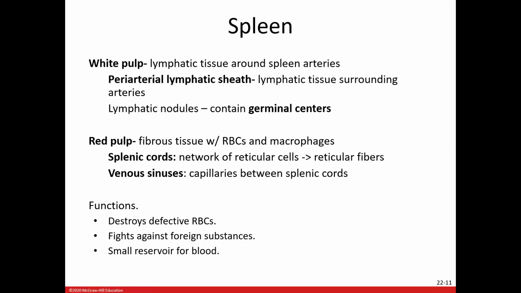Then one layer superficial to the white pulp is your red pulp. And this is more your fibrous tissue, which has a mix of red blood cells as well as macrophages. Macrophages are also a type of white blood cell. Within that red pulp, you have two structures. You have what are called the splenic cords. These are made of your reticular cells, which are made of reticular fibers. Again, this is a type of connective tissue that gives it structure and support for the spleen. And then within the red pulp, you also have your venous sinuses. And these are just capillaries that move blood between the spleen artery and the spleen veins.